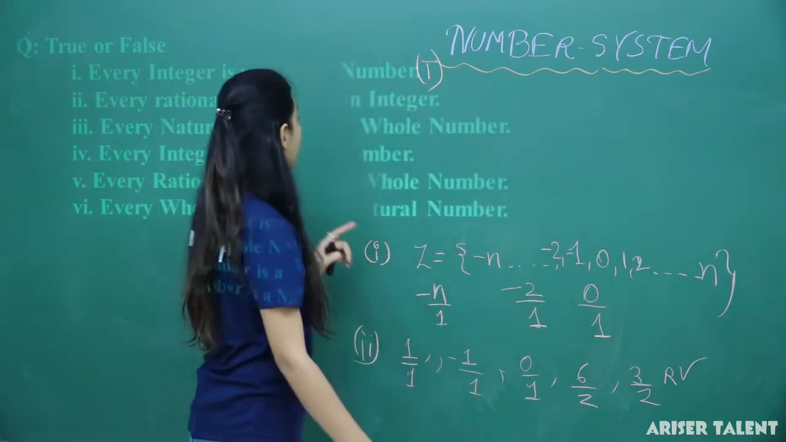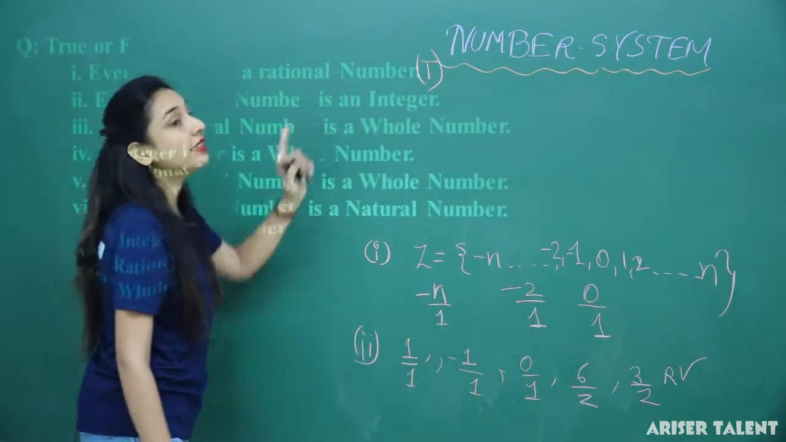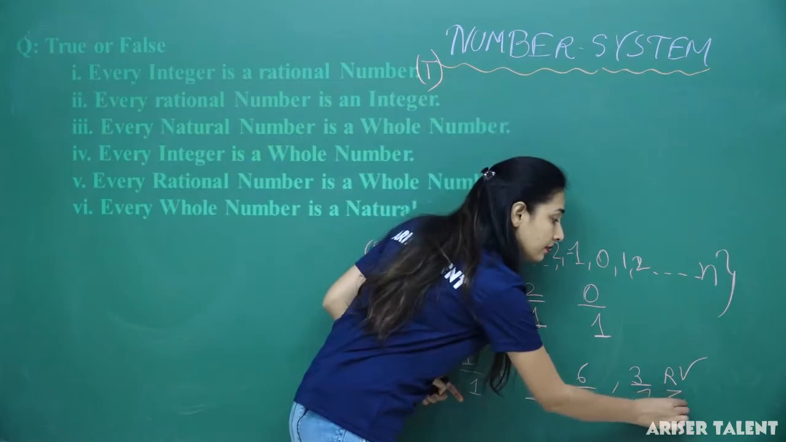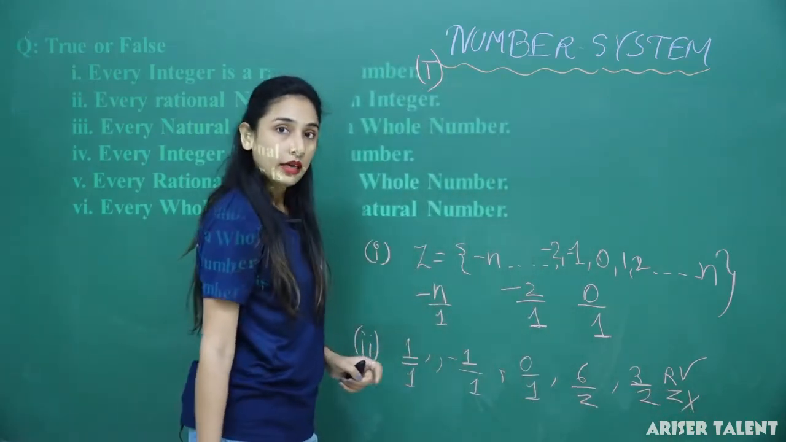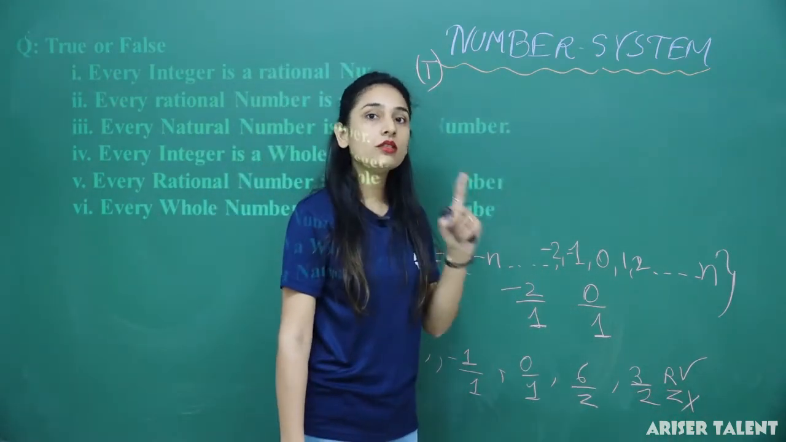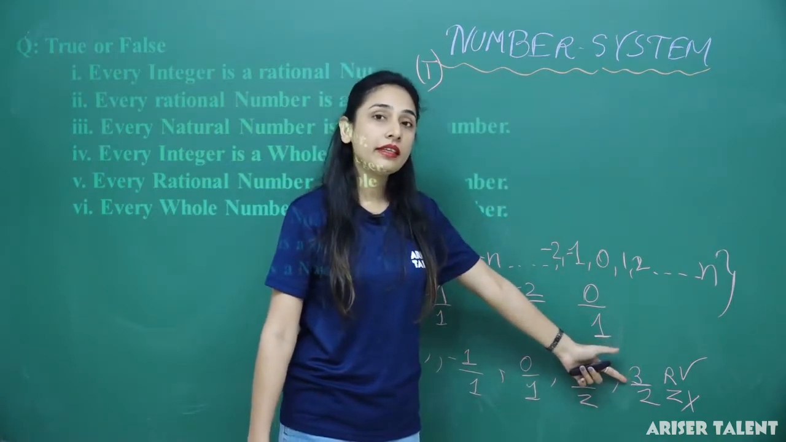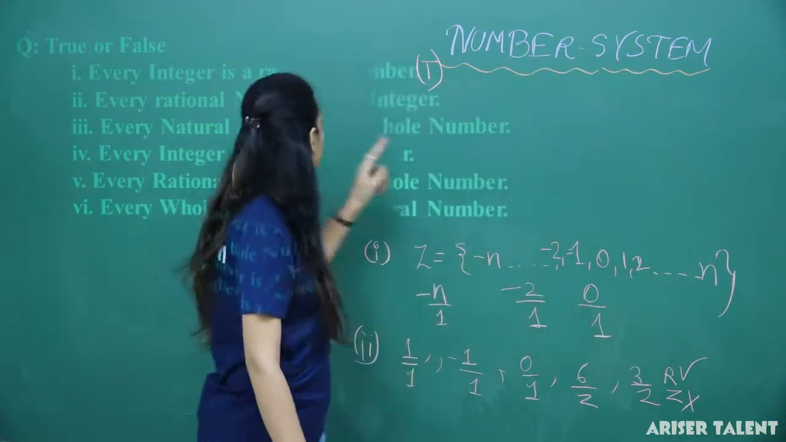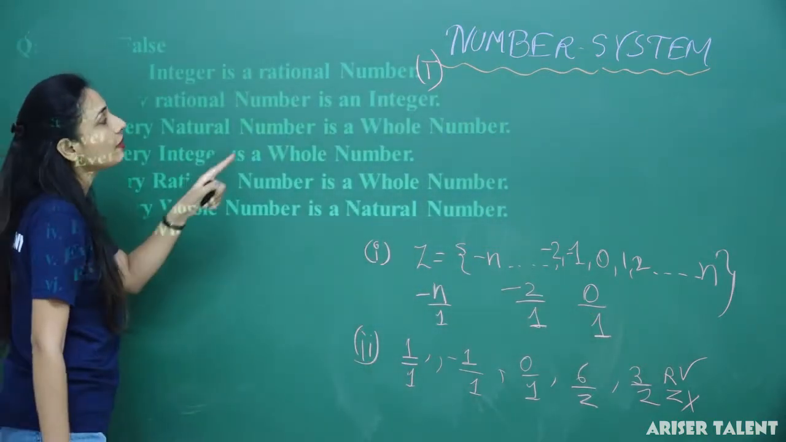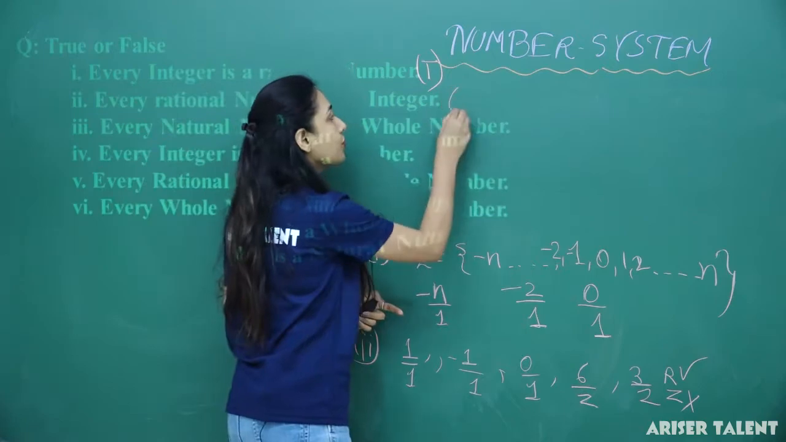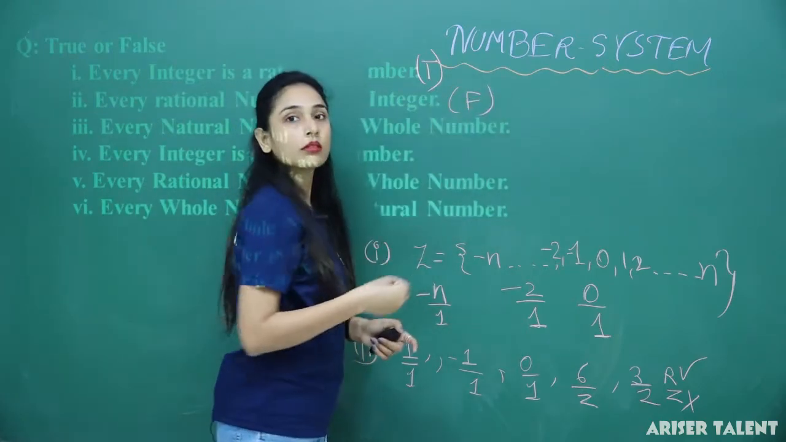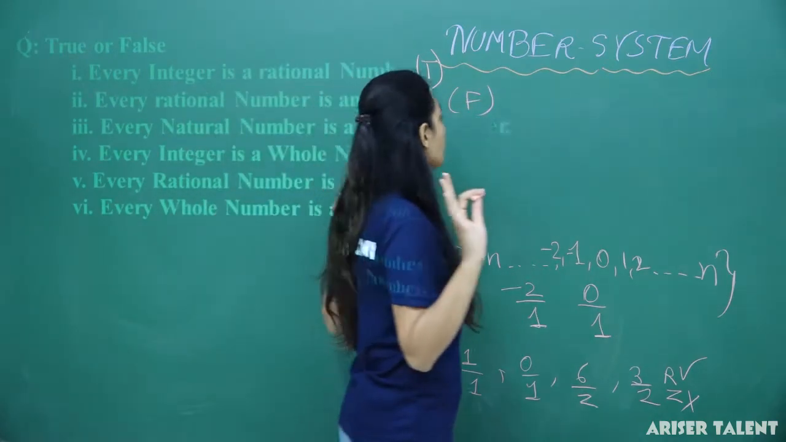But it's saying that every rational number is an integer. So, is it an integer? No. It's a rational number, but it is not an integer. So with this, the statement that every rational number is an integer comes to be very, very false, right? This is false for sure.